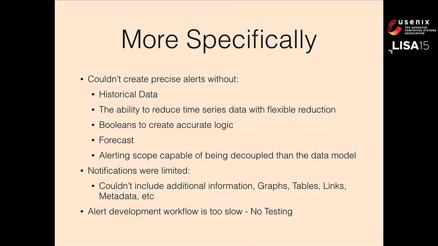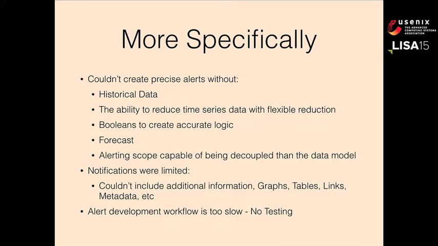And another thing, which I'll get into a little more later, is an alerting scope that's capable of being decoupled from the data model, so that the way you collect that data might not be the way that your alerts trigger. If you have to change the way you collect data every time you want to change your alert, that's too much friction. It's not a good workflow, and people tend not to do it. So that needed to be decoupled, and our expression language lets that happen in Bosun.